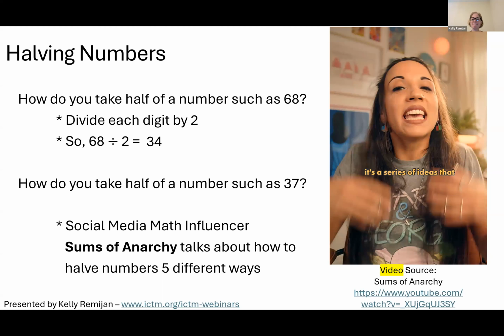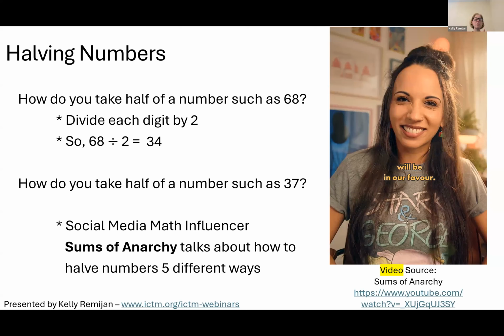So this, and I apologize, I don't remember who said it earlier, this kind of goes back to one of the strategies that was used with 68, breaking 68 apart into 60 plus 8, and then taking half of each. Half of 30 is 15. You know, we could take half of 50, which is 25. And so there's different ways we can approach it. But again, this is a different way of looking at taking half of a number, whether it's even or odd.